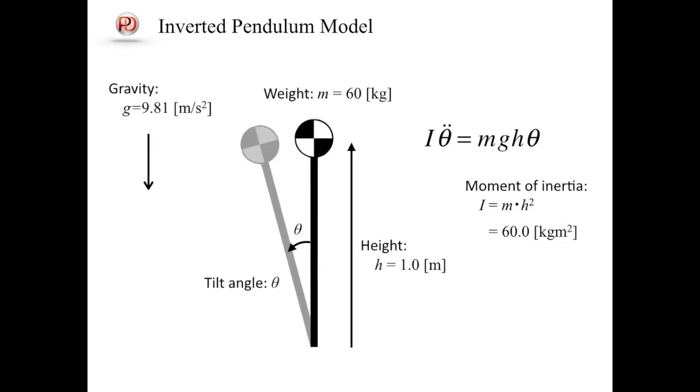But actually, this equation is valid only for small theta, because sine theta, which is supposed to appear on the right-hand side of the equation, is already approximated by theta for simplicity. To prevent the inverted pendulum from falling, we need to add the control torque working around the ankle to the right-hand side of the equation. We will consider 4 models in this tutorial series, each of which considers a different type of ankle torque T.